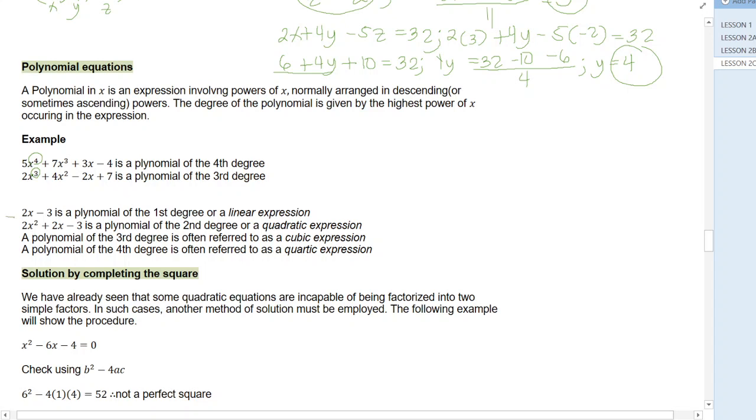And for this one, 2x minus 3, it's just a linear expression since it is in the first degree, so that is considered as raised to 1. And for this one, this is considered as a quadratic expression already because that is in the second degree. And a polynomial of the third degree is referred to as a cubic expression, and for the fourth degree, that is a quartic expression, and so on.